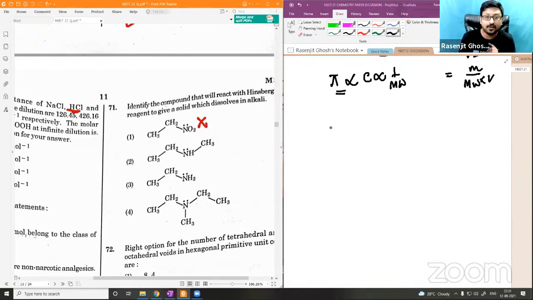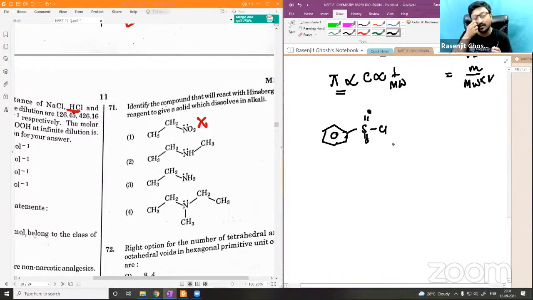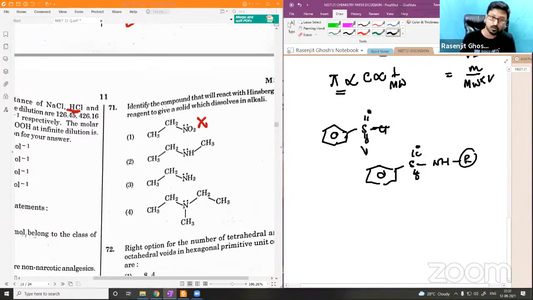First of all, what is Hinsberg reagent? This is Hinsberg reagent, right? Now, if a primary amine reacts with Hinsberg reagent, what will happen? It will form this molecule. The lone pair of nitrogen will attack the sulfur, the chlorine will leave, and it will form NH. Let's say this is the R group. If a secondary amine reacts with this molecule, it will form NR2, like this.